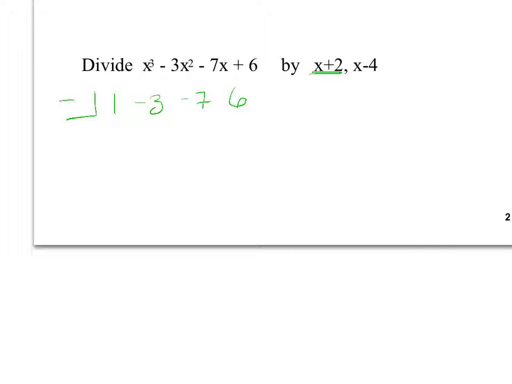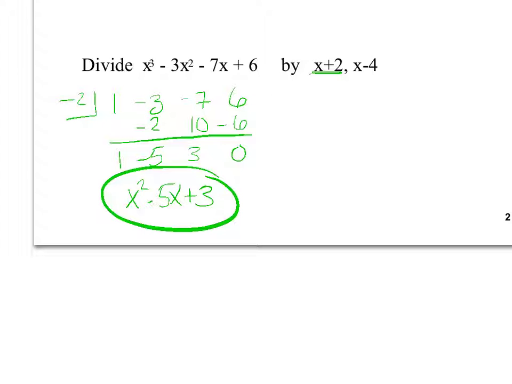Let's do this one first. I'll put a negative 2. Drop the 1. Negative 2 times 1 is negative 2. Add those together, I get negative 5. Negative 2 times negative 5 is positive 10. Add those together, I get 3. Negative 2 times 3 is negative 6. Add those together, I get 0. So my answer is x squared minus 5x plus 3.